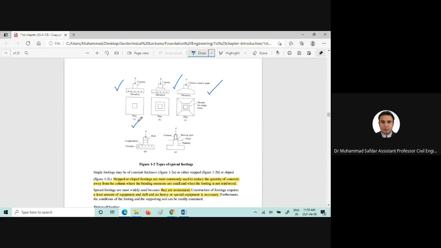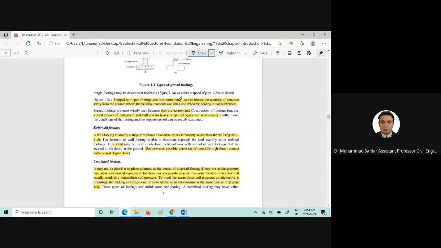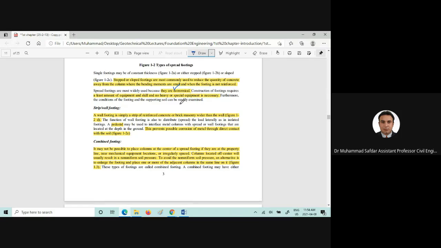So the plan view and the side views are also given here. You can see here that sometimes you will get steps in the foundation. Sometimes it will be sloped. It's just for saving the concrete in the structure. These are economical foundations. That's why if you give construction companies a task to construct a house for you, they prefer these kinds of foundations, unless there are different load combinations and different issues, which will be discussed in the combined loading.